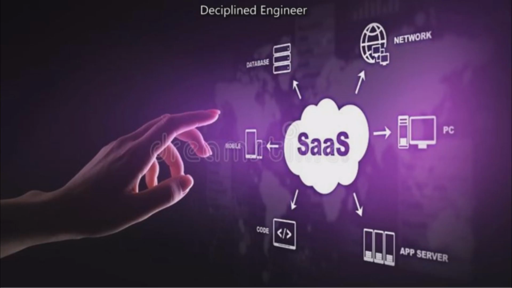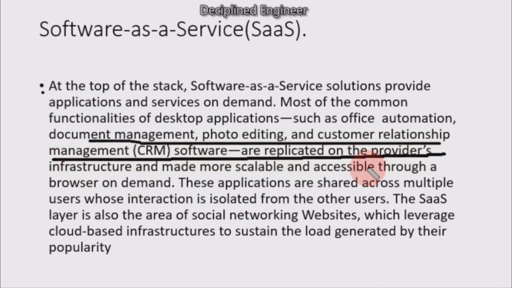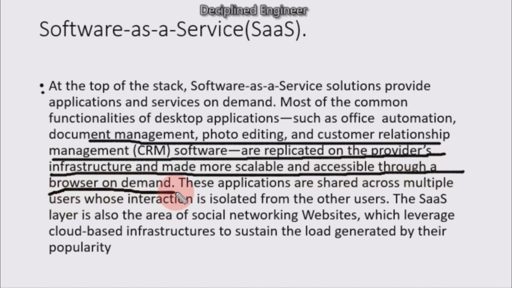SaaS basically stands for software as a service. At the top of the stack, software as a service solution provides applications and services on demand. Most of the common functionalities of desktop applications, such as office automation, document management, photo editing, and customer relationship management, CRM software, are replicated on the provider's infrastructure and made more scalable and accessible through a browser on demand. These applications are shared across multiple users whose interaction is isolated from other users.